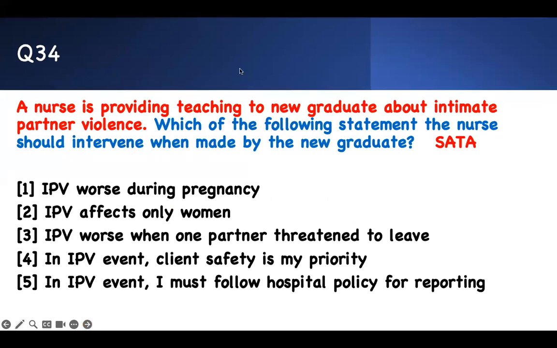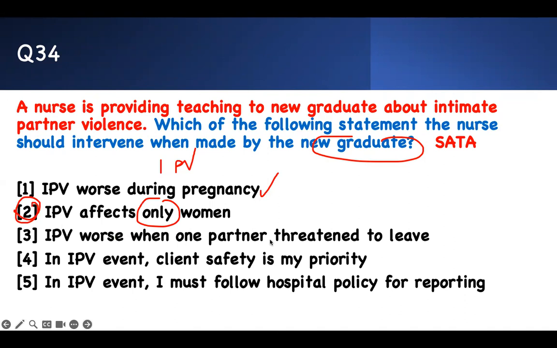This is a follow-up question. Select all that apply. Which of the following statements should the nurse intervene on when made by the new graduate? A nurse is providing teaching to a new graduate about intimate partner violence, IPV. So which one should you know about? IPV occurs during pregnancy. Yes. It does not affect only women, so we've got to intervene.